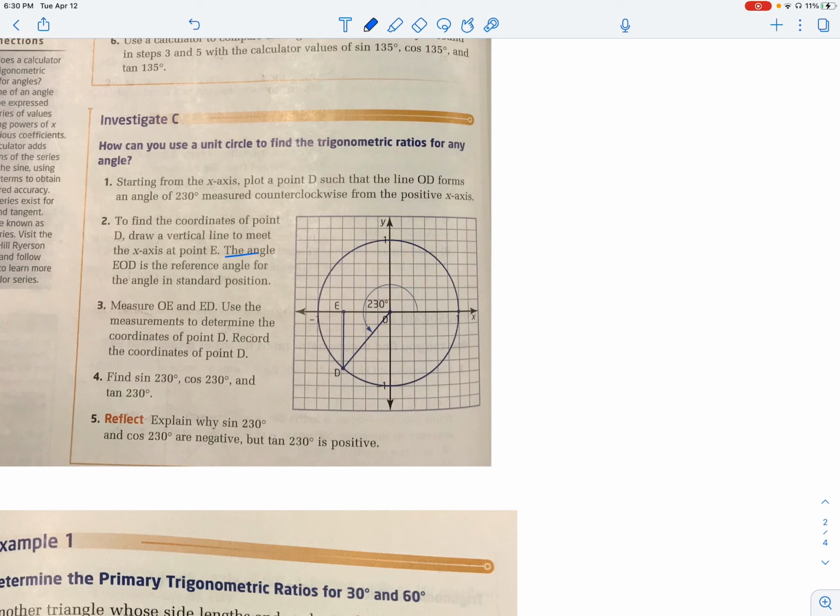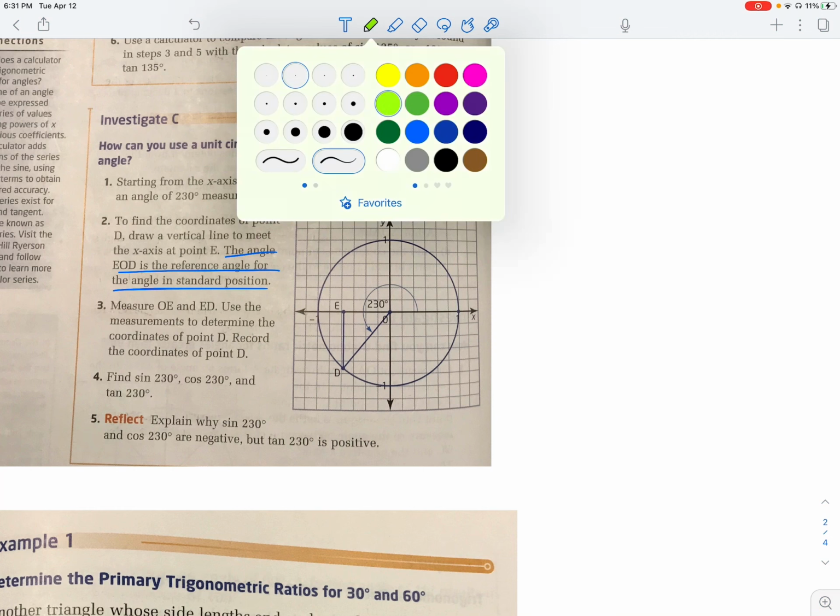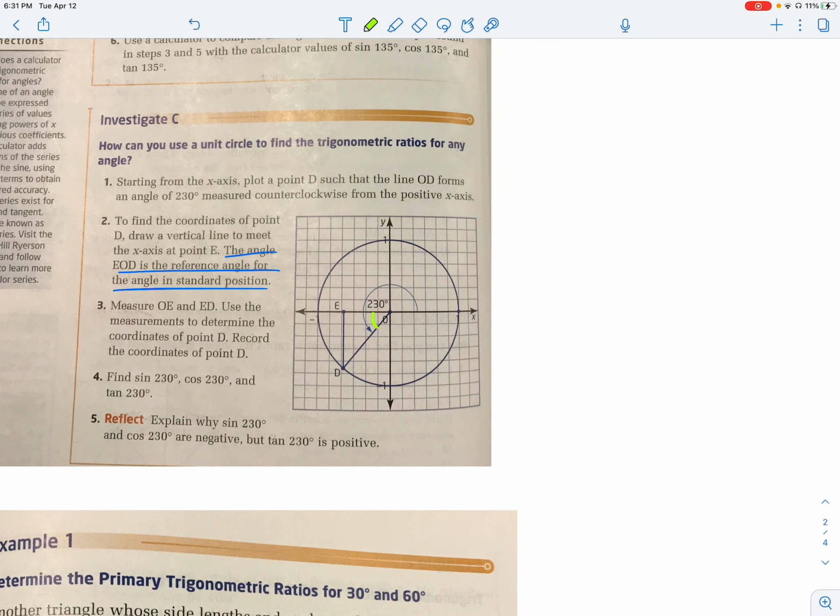So remember that reference angle? It's always the acute angle with the x-axis. This is obtuse because it's greater than 90. This is also obtuse. So it needs to be the acute angle, the tiny angle inside. That's our reference angle. I'm going to draw that in green again. Okay, that's our reference angle.